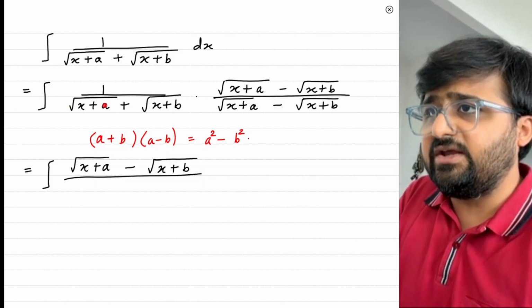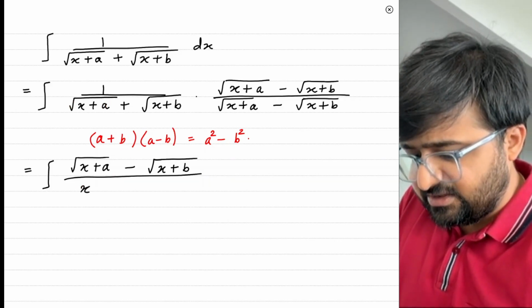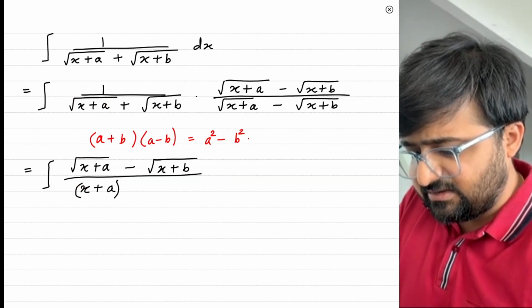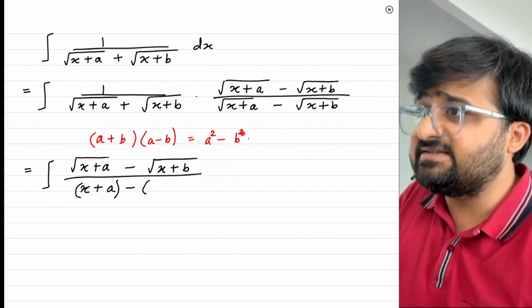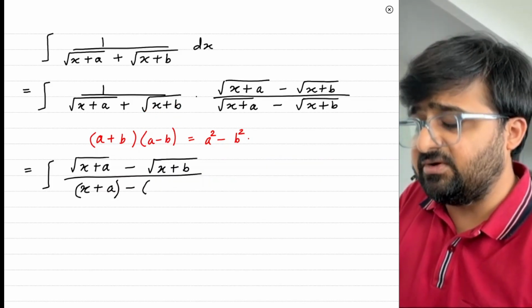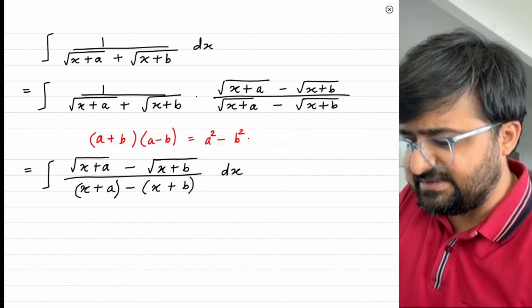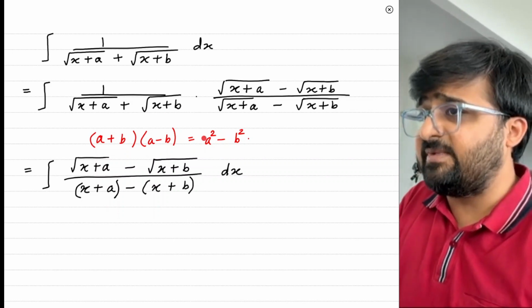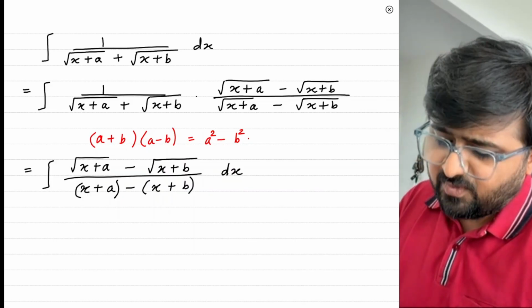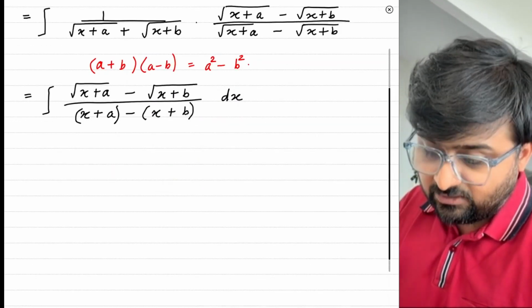So you have the square of this. When you take the square, the square root will get cancelled. So you will have x plus a minus b square, and when you take the square of this square root, it will get cancelled. So you have x plus b. I hope that makes sense. I applied that formula a plus b, a minus b in the denominator. All right, now let's see how we simplify this.